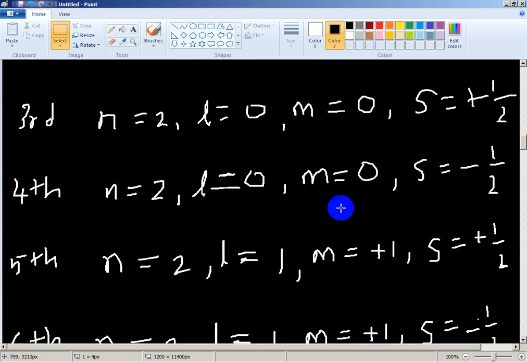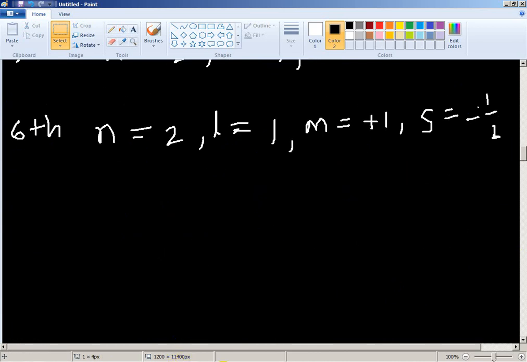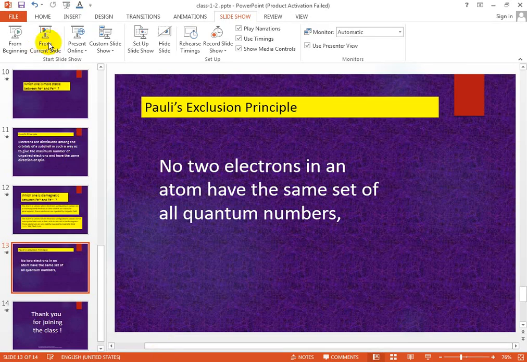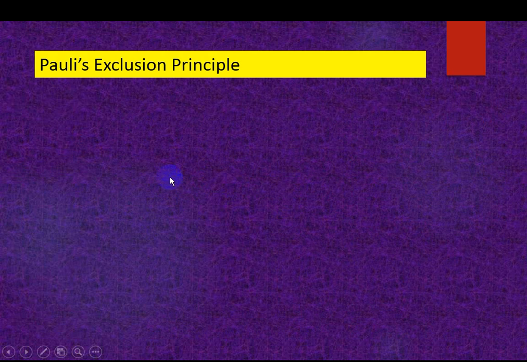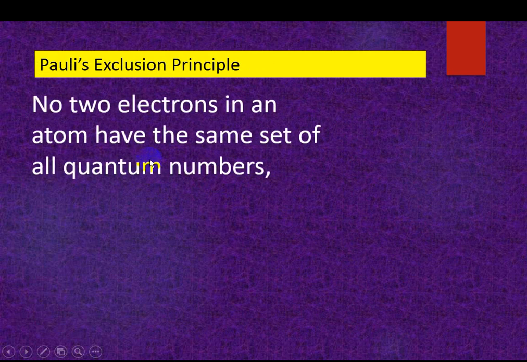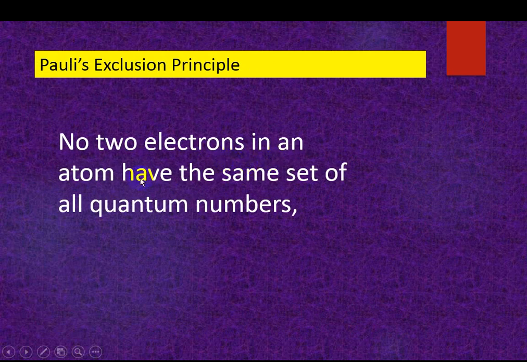So according to the Pauli exclusion principle, not two electrons will have the same quantum numbers. The Pauli exclusion principle: no two electrons in an atom have the same set of all quantum numbers.